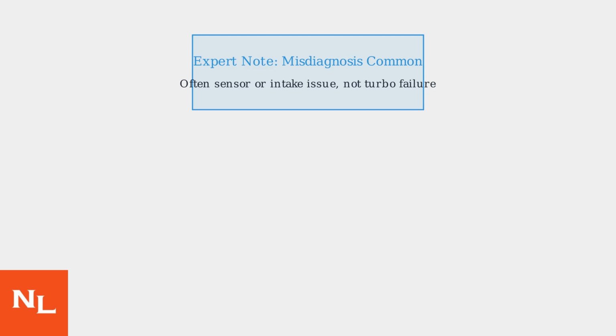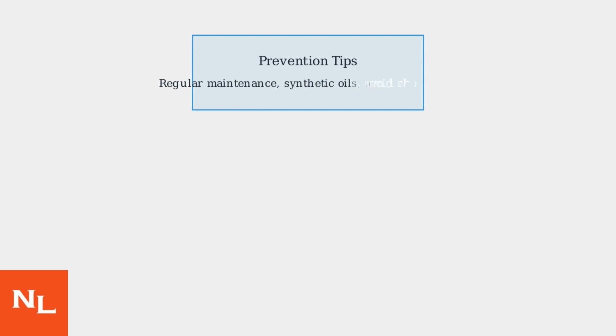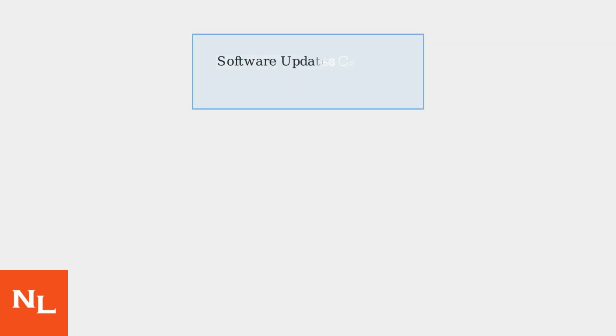intake restriction. Prevention involves regular maintenance, using synthetic oils, and avoiding short trips that promote carbon buildup. Software updates may resolve some P0299 issues, as demonstrated in the 2022 F-150 EcoBoost recall case.